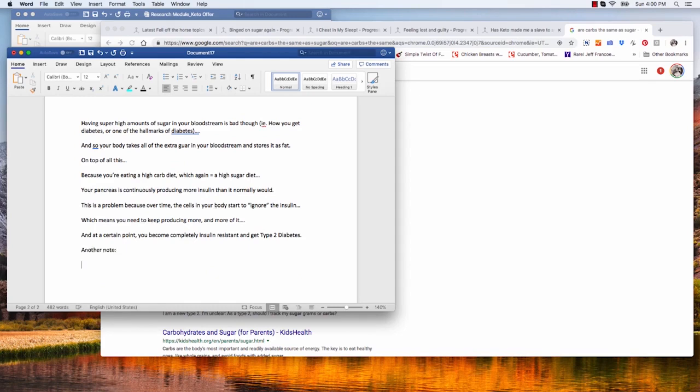Another note: your body, insulin turns carbs to sugar, stores them.